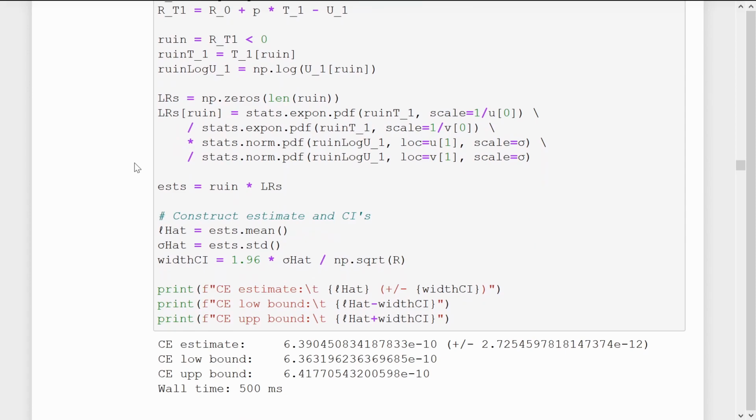The final estimate is that ruin occurs with probability 6.3 times 10 to the minus 10, with a confidence interval in the order of 10 to the minus 12.